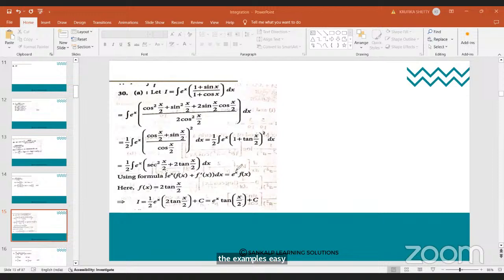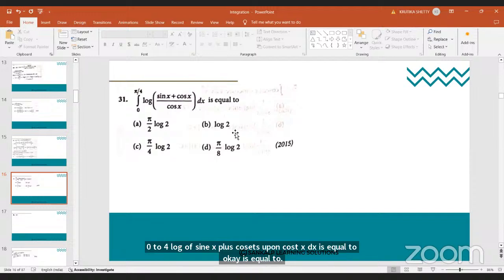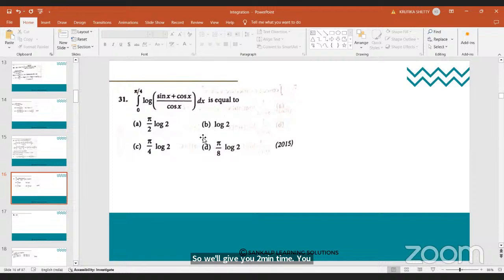Next example, question number 31. Integration from 0 to pi by 4 of log of (sin x plus cos x) upon cos x, dx, is equal to what? I will give you 2 minutes. You all try to solve and tell me the answer quickly. Try it on your own. If you don't get it, I will solve it.